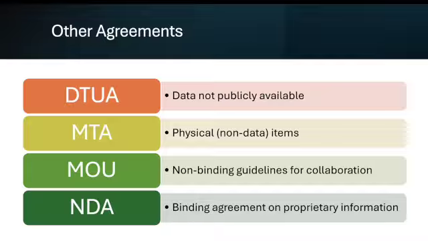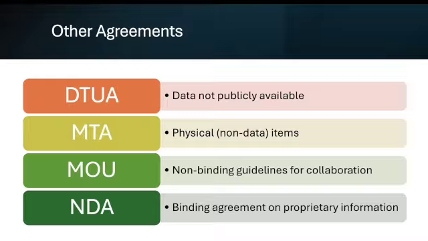An MTA or material transfer agreement is for physical or non-data items that may be shared. So this could be cell lines, it could be reagents, it could be technology. Anything that is not data but that may be shared, you will want to go through an MTA on, especially if it's proprietary, to make sure that everybody is in agreement about how that physical item is going to be used in your research and who has rights to it and how you will be attributing the source of the physical item.